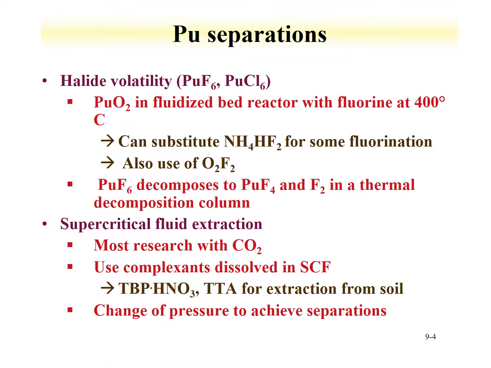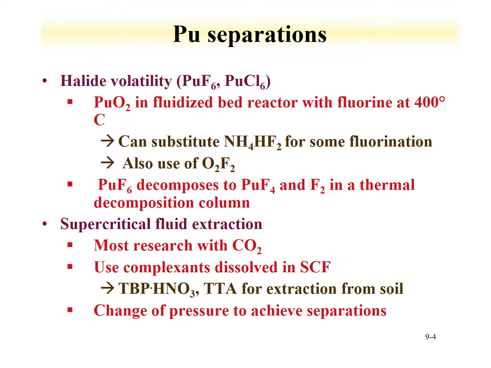Other separations of plutonium can be based on some of their volatility behavior, like uranium. Plutonium hexafluoride is volatile. This can be a route for separating out plutonium, so producing the fluoride from the dioxide. And then the hexavalent form can be decomposed to the tetravalent form of the fluoride species, which is not volatile. This species can be then removed on this decomposition column.